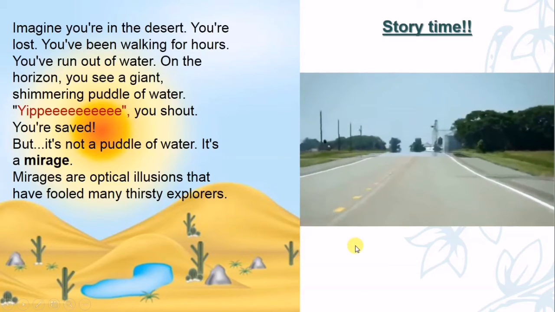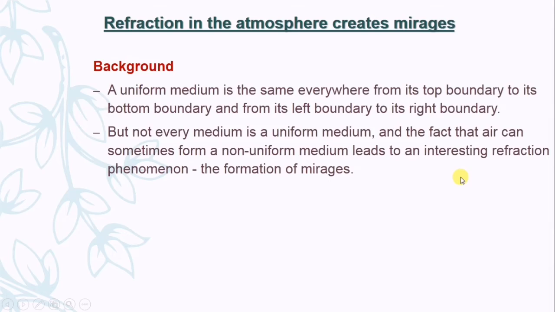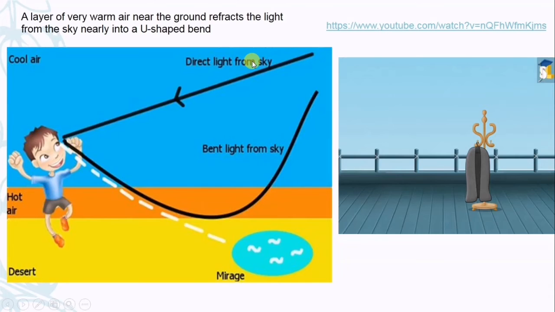So this is a mirage. A mirage is an optical illusion. It's not a real puddle of water, and it's caused by the atmospheric refraction. I will explain how it forms.